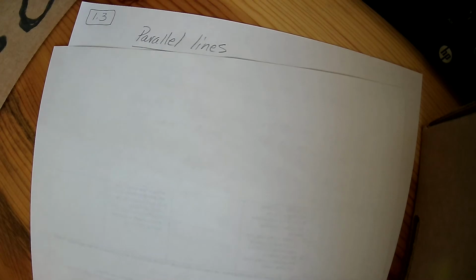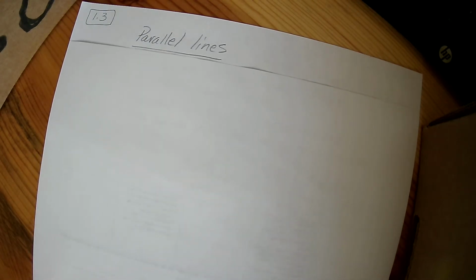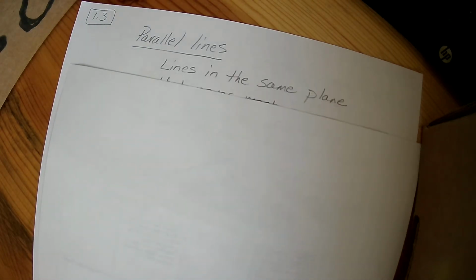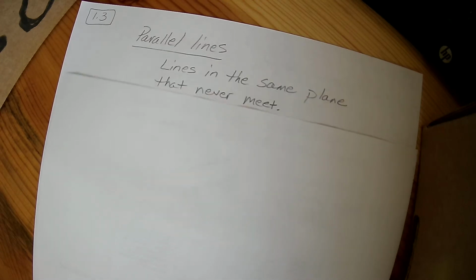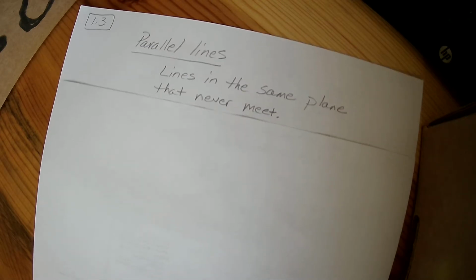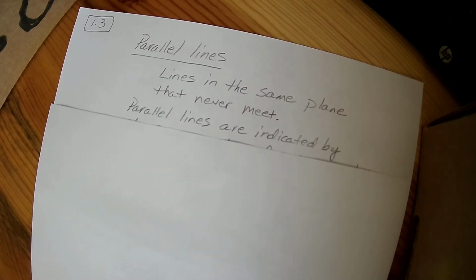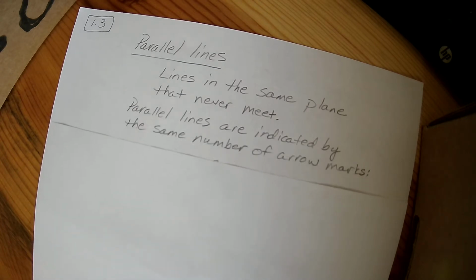Okay, here we are at section 1.3, more definitions. Let's define parallel lines. We all know what parallel lines look like. Parallel lines are lines in the same plane that never meet. Parallel lines are indicated by the same number of arrow marks.